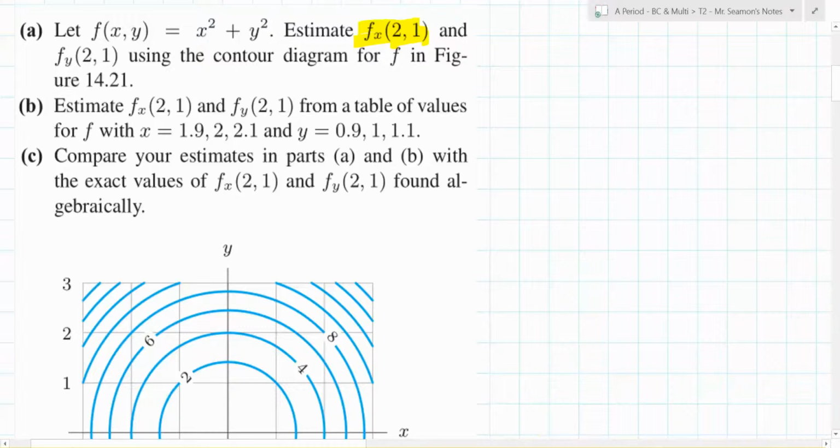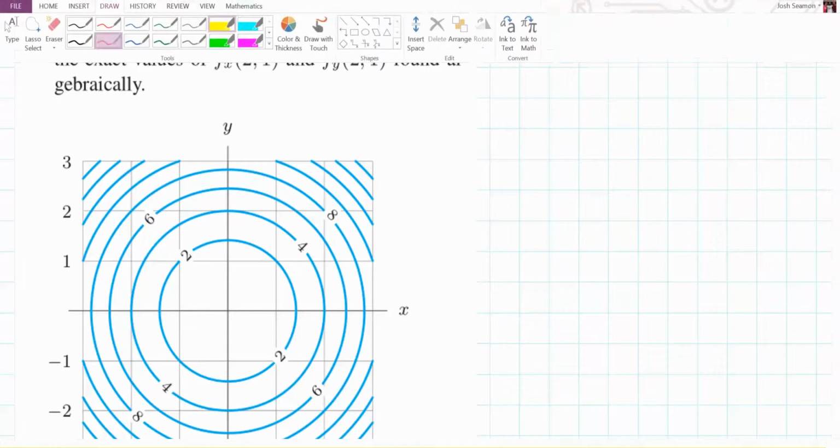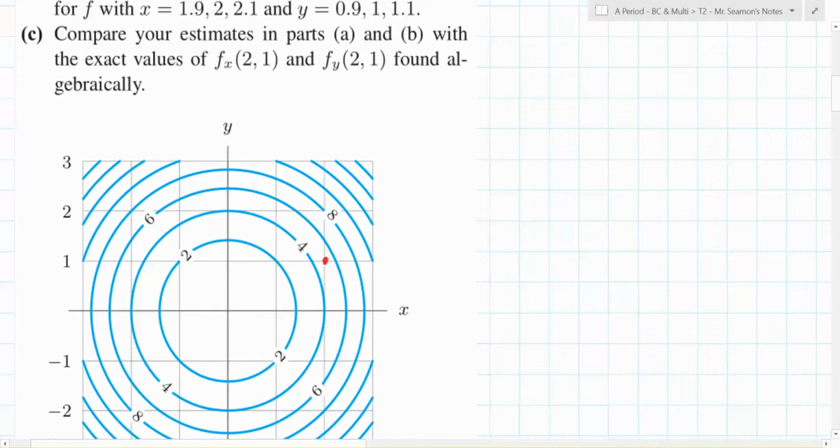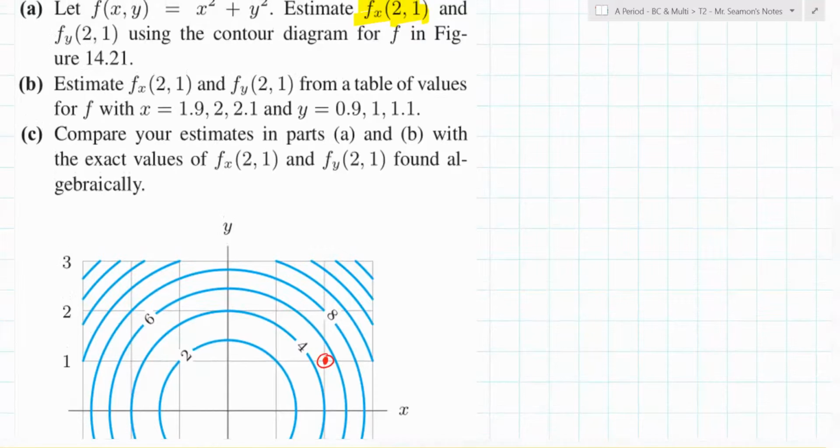2, 1 is going to be right here. That's 2, 1, right? Agreed with that? So f_x is where y is constant, right? It's just x. So you're looking for, if you had drawn a tangent line going in this direction. If this surface was in front of you, you're drawing a tangent line at that point going in what direction? The x direction. So you're going right here, like this.